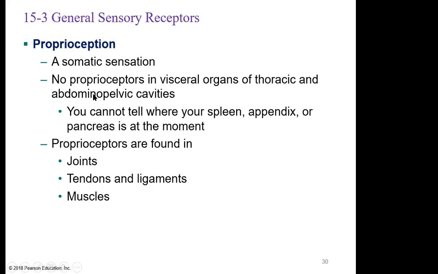Now, there are no proprioceptors in the organs. That's why you don't know where your spleen is or where your pancreas is. I think it would be kind of cool to be able to know where all of those things are and to actually feel them move. That would be awesome to me, but I'm just a weird person like that. So there are no proprioceptors there.